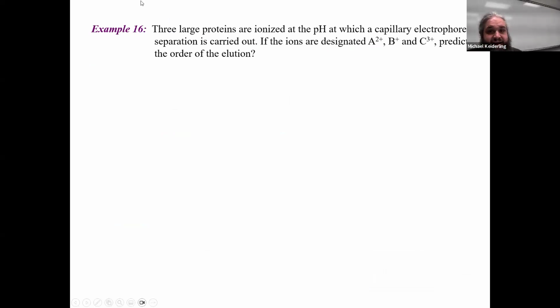So free large proteins are ionized at the pH where the capillary electrophoresis separation is carried out. If they're A, 2+, B, +, and C, 3+, you can predict the order of elution. Well, I would expect C to come first, then A, then B, because the larger charge is going to move faster.